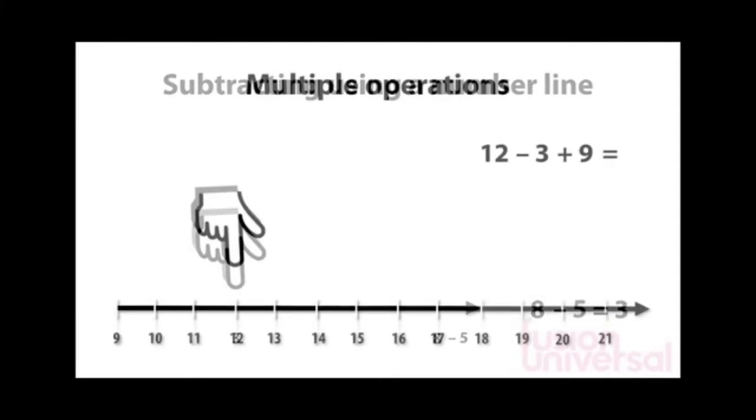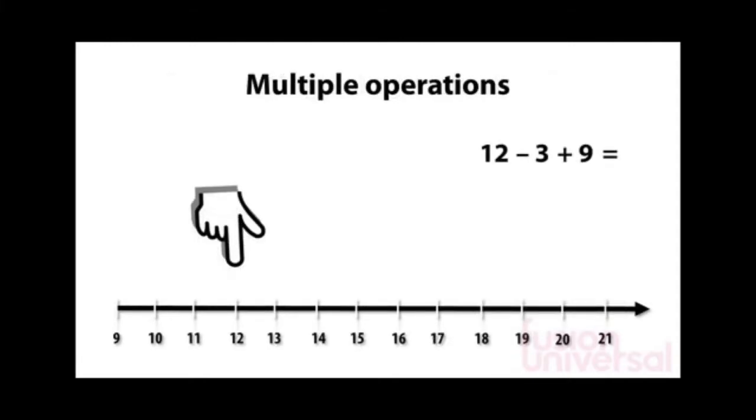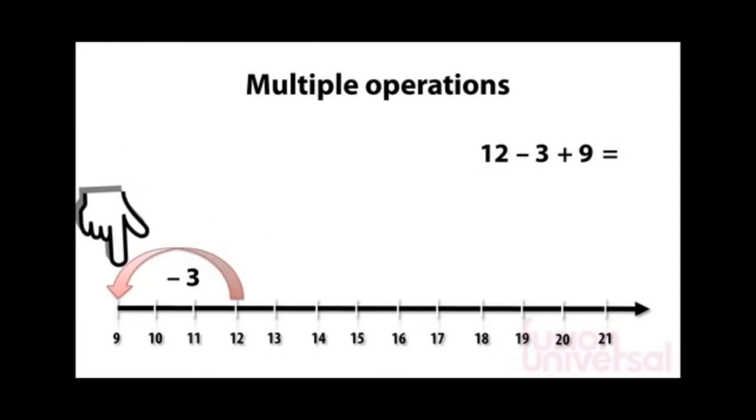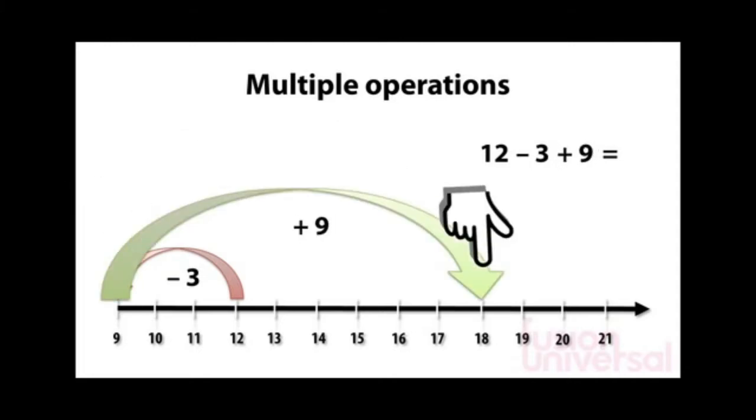We may want to carry out a string of additions or subtractions. How does the number line show us what to do? Here the calculation required is 12, take away 3, add 9. We start at 12, then move 3 to the left because we are subtracting 3, then we move 9 to the right. We get the answer 18. You may have noticed that the overall effect is to move 6 to the right.